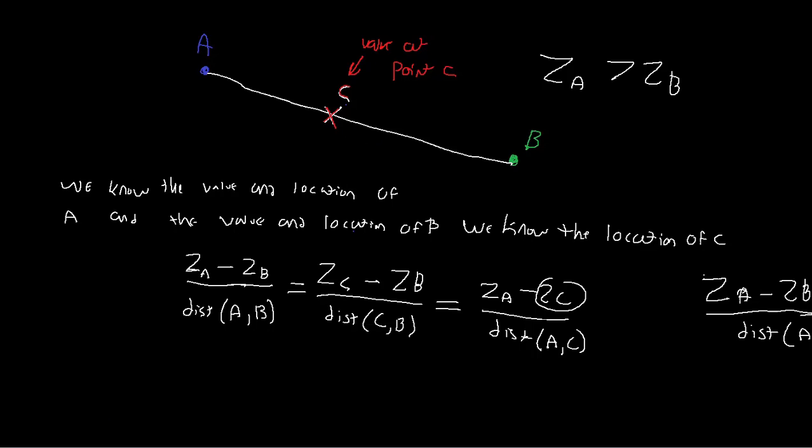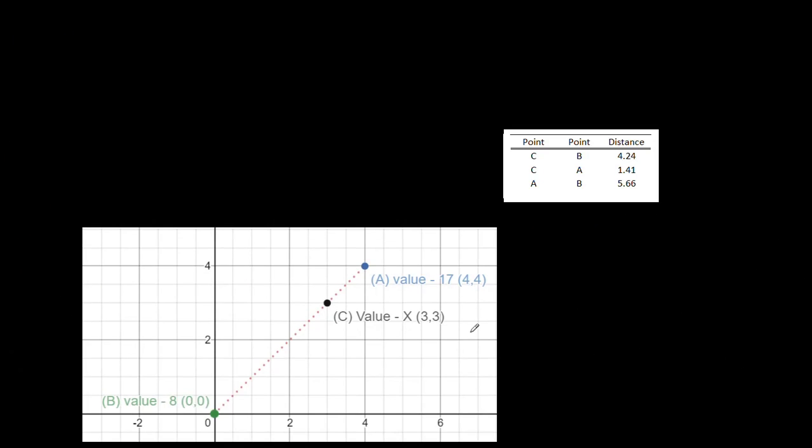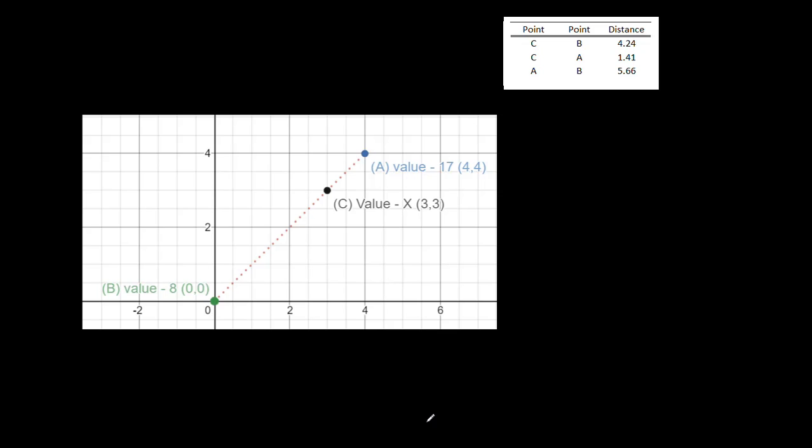And what we can do here is take this and look at an actual example. We have point A up here with a value of 7. This is the coordinates. And then we have a point B down here with coordinates. And again, the value of B is lower than the value of A. So what I've done here is I've calculated these distances in advance, so we don't have to go through that.